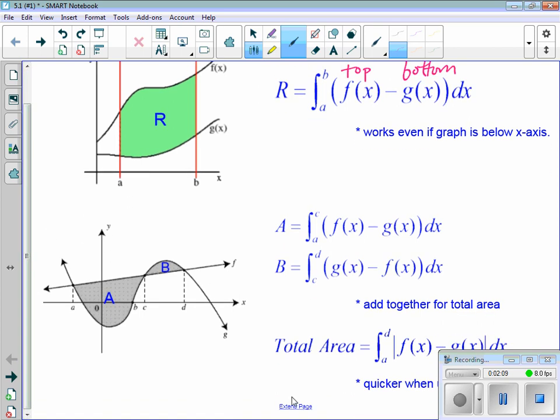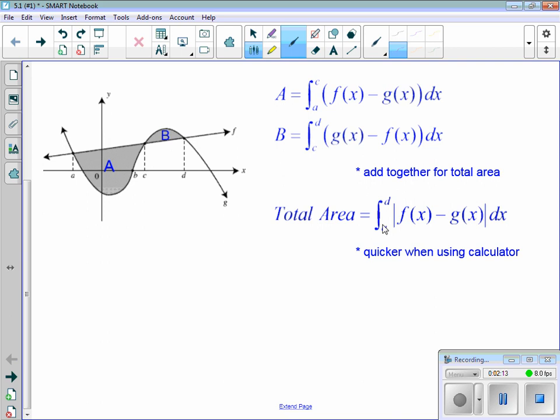If we're doing something like this, it's quicker to find the total area from this spot all the way over to this spot. Instead of finding this intersection point and going from A to C with F on top and G on bottom, then writing another integral from C to D with G on top and F on bottom and adding those 2 together, it's way quicker to throw an absolute value around it. Then it doesn't matter which function you put on top, and you can go the entire way from A to D. If you flip these, it doesn't matter because it's absolute value, so that negative is going to turn positive. This is way quicker when you're using your calculator.